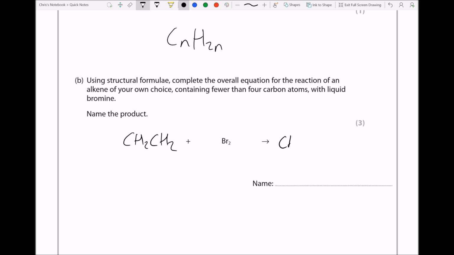So let's draw our product here. So it's going to be CH2Br-CH2Br. Okay, so that's your structural product and our structural formula, and the name of the product is 1,2-dibromoethane. Make sure you put the comma between the 1 and the 2. It shows that you've got a bromine on the first and second carbon. There's only 2 carbons anyway, but it's going to be dibromo, because di is telling you there are 2 of them. So that's quite important. Okay, right, so we'll go on to the next question.